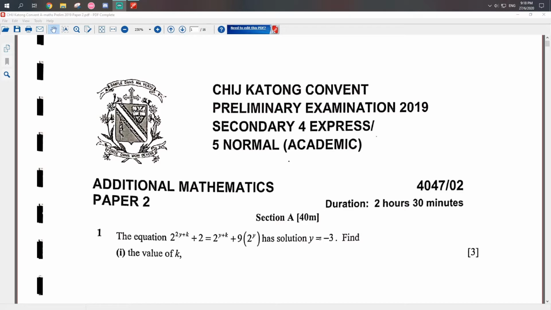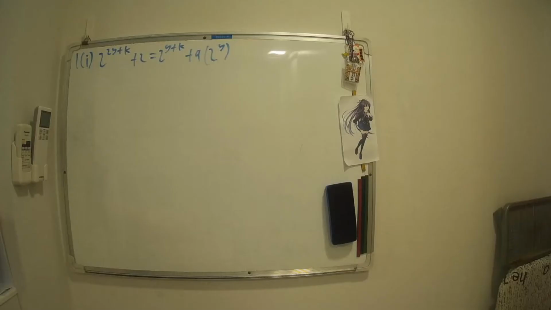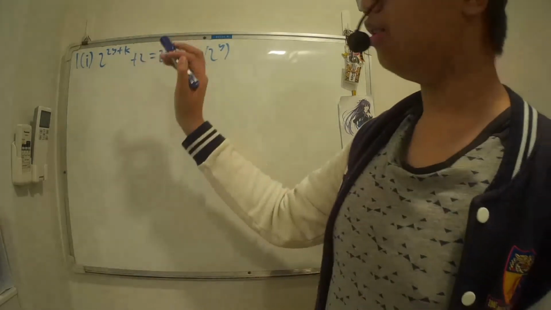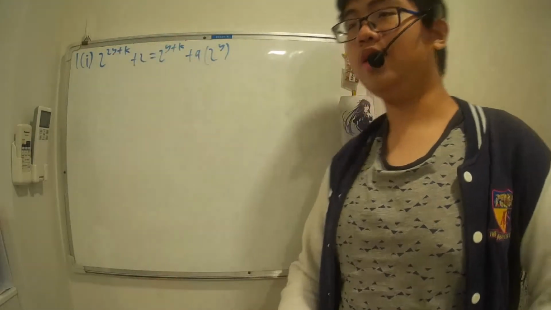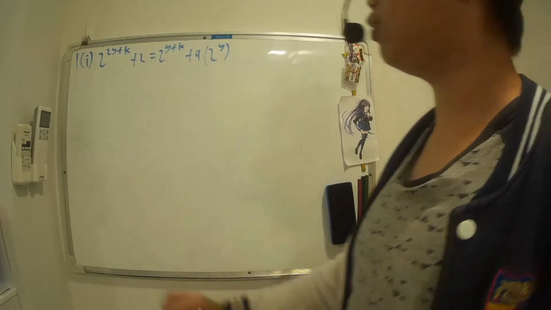The equation 2 to the power of 2y plus k plus 2 equals 2 to the power of y plus k plus 9 times 2 to the power of y has solution y equals negative 3. Find the value of k. Alright, so we are given that y equals negative 3 is a solution for this equation. Let's just write that out, okay?